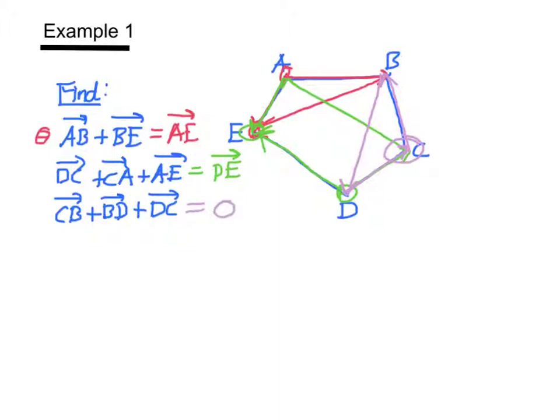So this is an example of the zero vector. If you're ever doing vector addition and you get down to a vector like DD, where it's the same two points, this is really the zero vector.